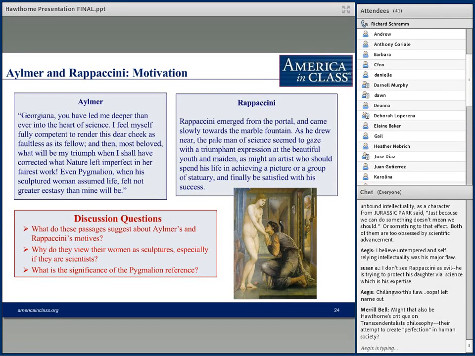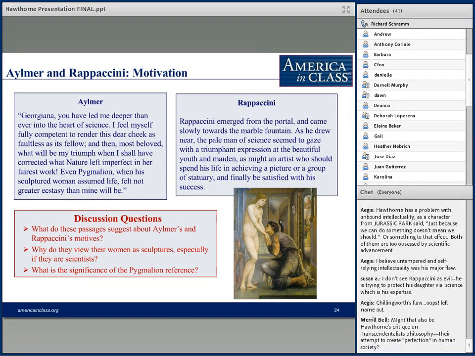And while we're waiting for responses there, we have a really interesting comment from Merrill Bell. Might that also be Hawthorne's critique of transcendentalist philosophy, their attempt to create perfection in human society? We haven't spoken about this, but of course, in the introduction to Rappaccini's Daughter, Hawthorne mentions the transcendentalists and talks about his position between popular writers and transcendentalists. So how would you respond to that, Eliza? Is this a critique of transcendentalist philosophy, these two stories?